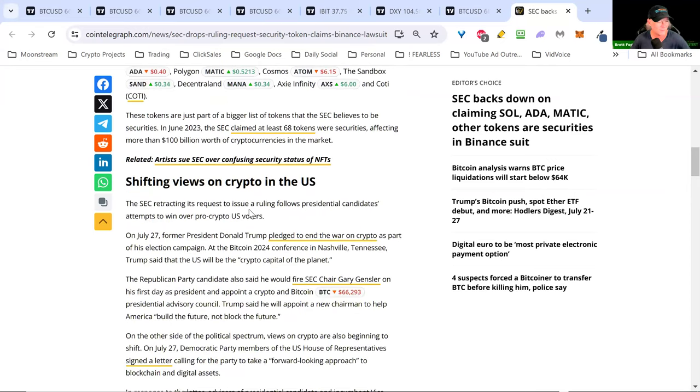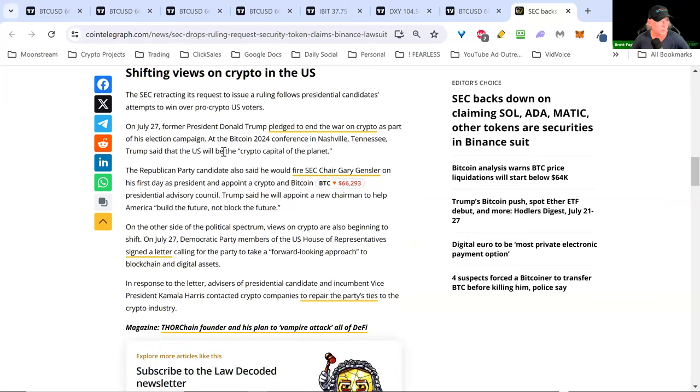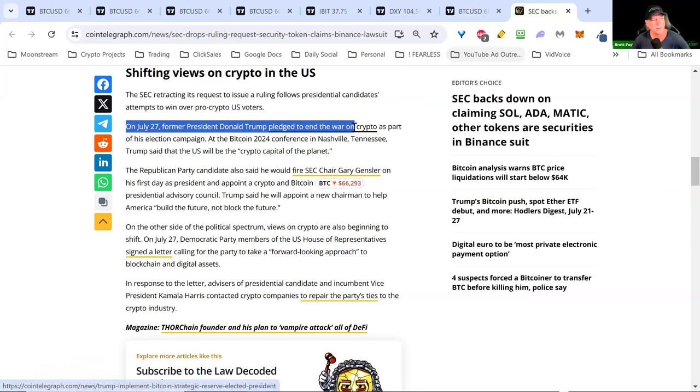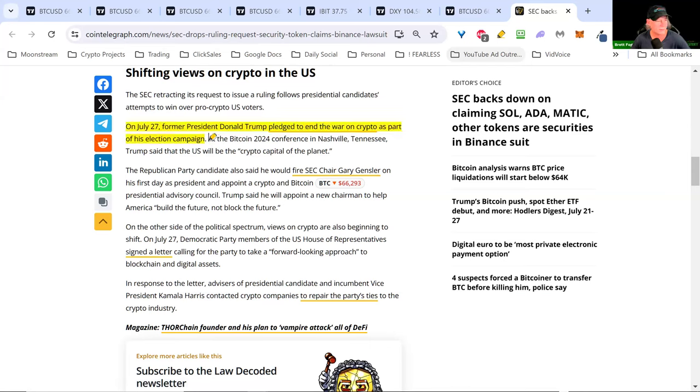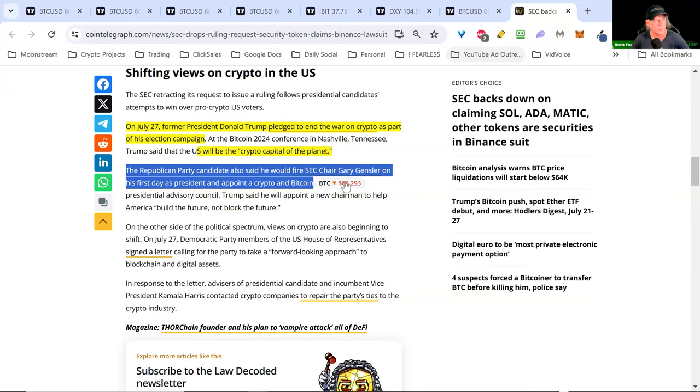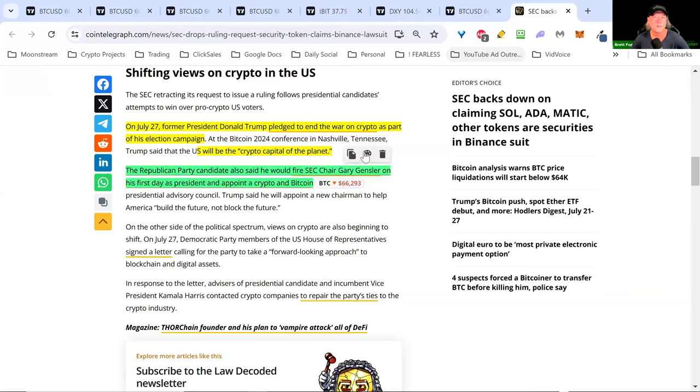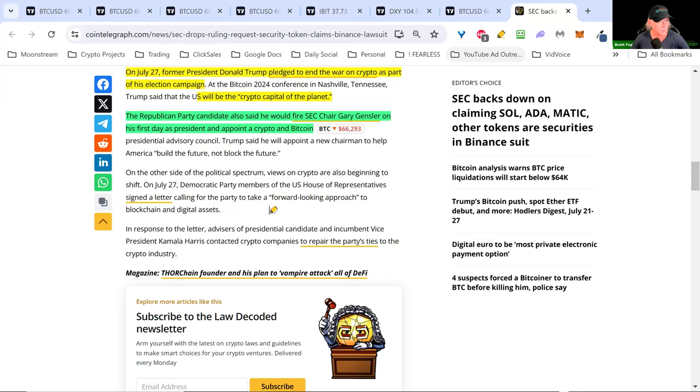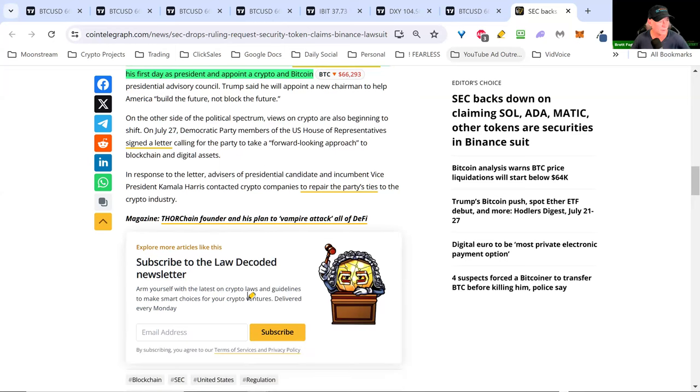So let's see. We'll certainly look at the charts and just skimming through this, yeah, this was interesting, a dialogue too. He said that former President Trump pledged to end the war on crypto. And certainly it has felt like there's been a war against it. And the U.S. will be the crypto capital of the planet. He said he would fire Gary Gensler the first day as president. They were giving away shirts. Well, the shirts were like day one. They're also going to free Ross Ulbricht, the creator of Silk Road, who got like two life sentences plus 40 years, which is crazy. He said he would free him on day one. So, yeah, that's about it.